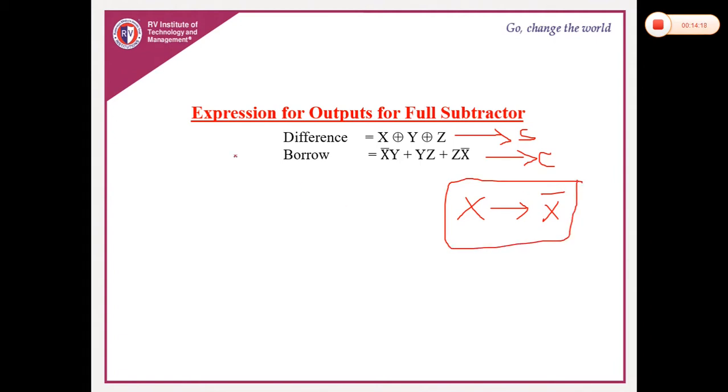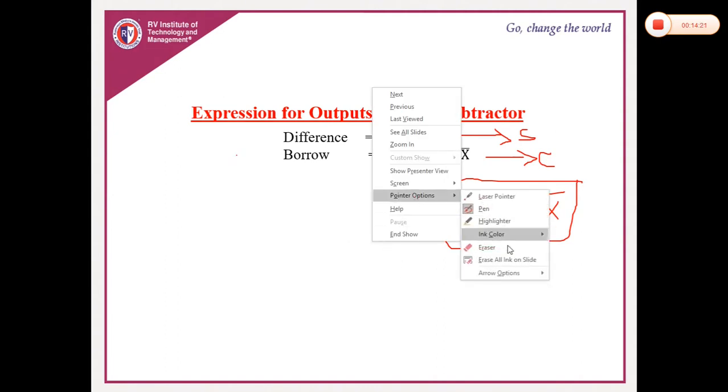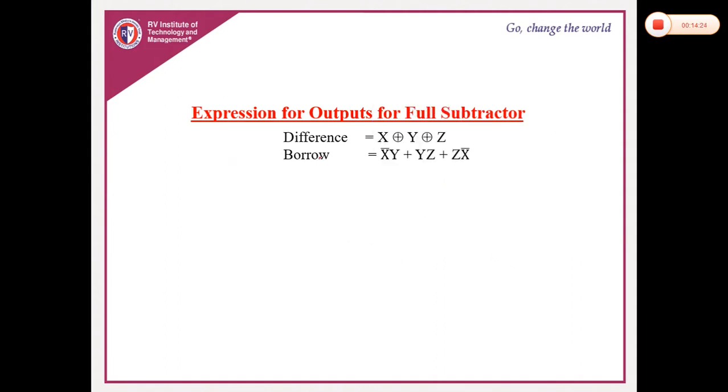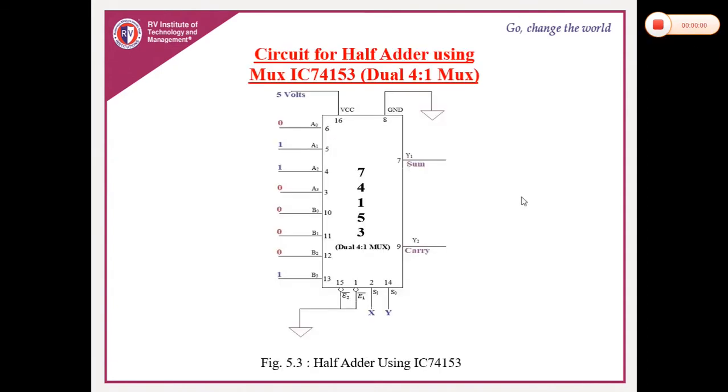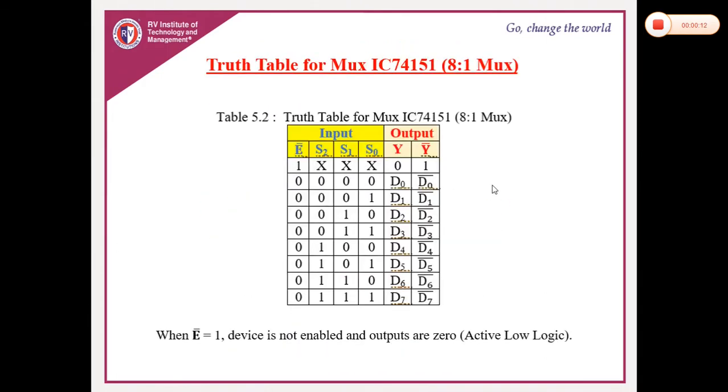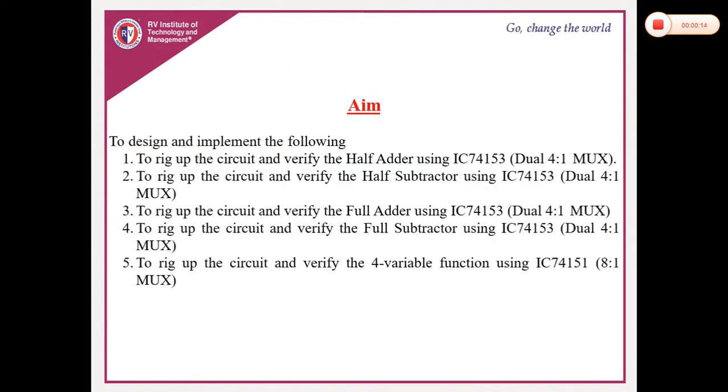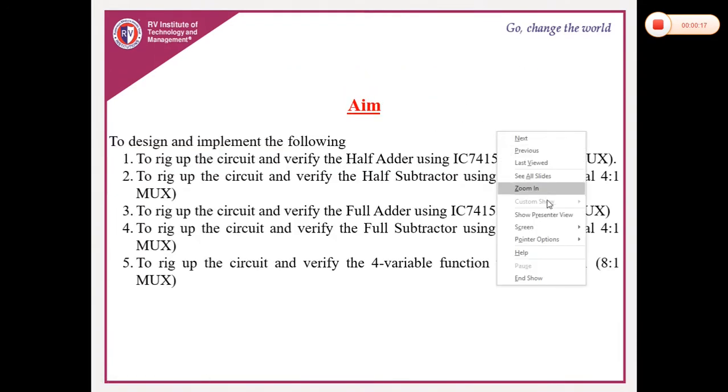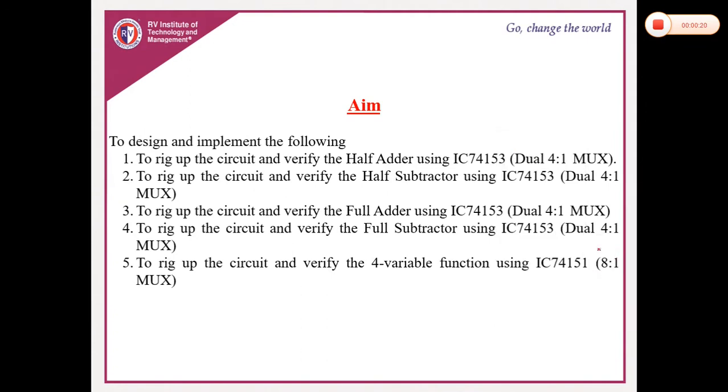So this is the way you are supposed to remember the expressions for full adder, full subtractor, half adder and half subtractor. Now after knowing all the concepts of half adder, half subtractor, full adder, full subtractor, we'll try to write the circuit. So the first 4 aims, if you remember, while telling the aims, we need to implement half adder, half subtractor, full adder and full subtractor using this IC 74153, right? So how to do this?